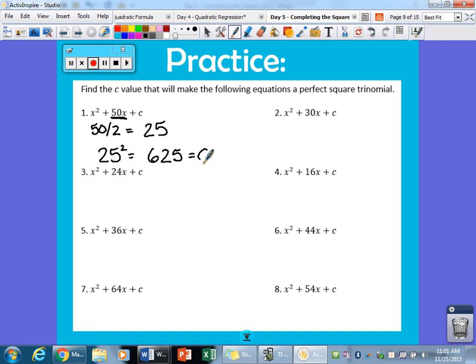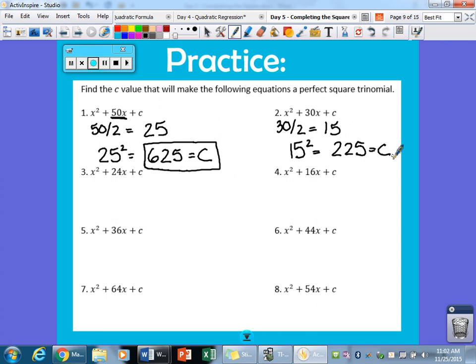625. So that's my c value. And that's what I would like to type into my gridded response. My next one, 2. I do 30 divided by 2 and I get 15. So it would be 15x plus 15x. And what's 15 squared? 225. That's my c value.